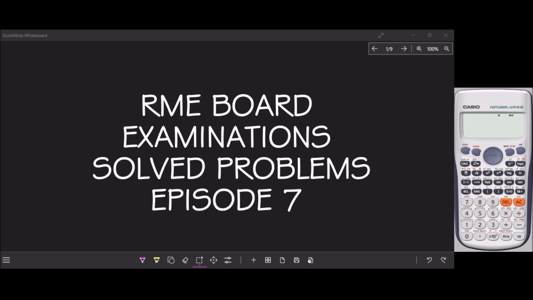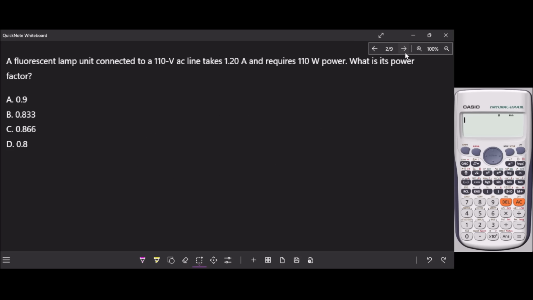Okay, so welcome po sa ating episode 7 ng ating RME Board Examination Solve Problems na kung saan po ay magsosolve po tayo ng mga problems na katulad po ng mga lumabas sa nakaraan na mga Registered Master Electrician Board Examinations. Okay, so unahin po natin yung ating unang problem.